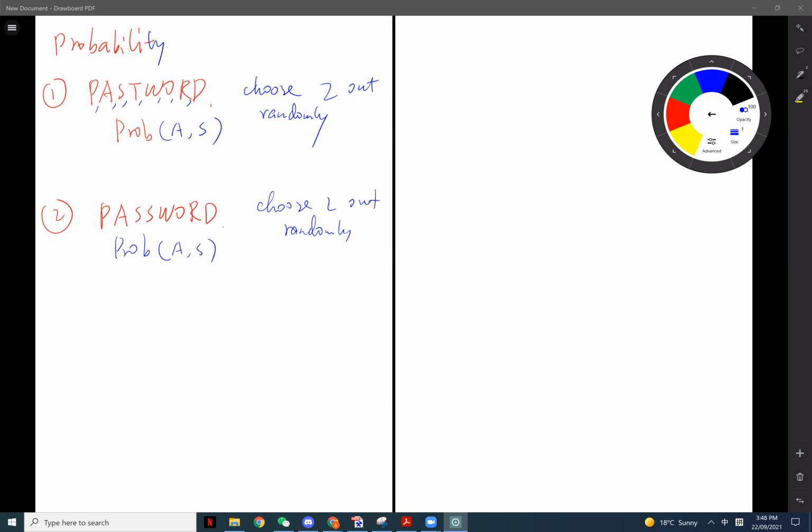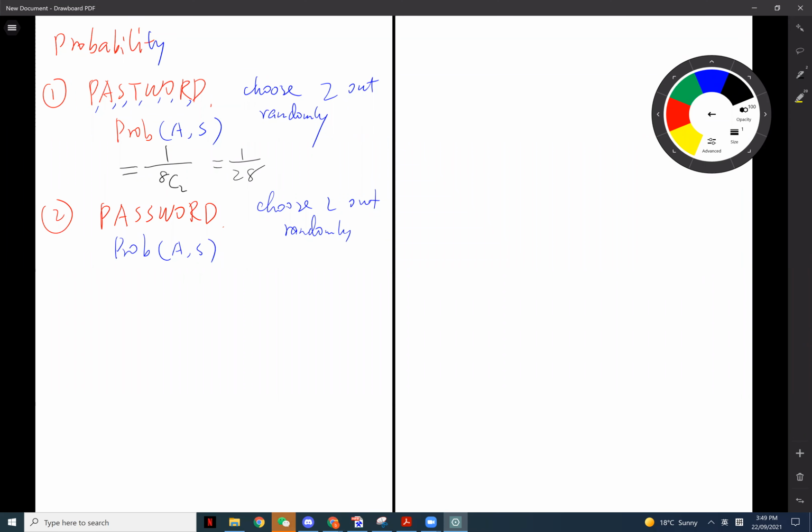Okay, because we just choose 2 out. Total possible ways you choose 2 out: 8C2. The top, if you choose AS, just 1 way. That's the probability. It's 1/28.